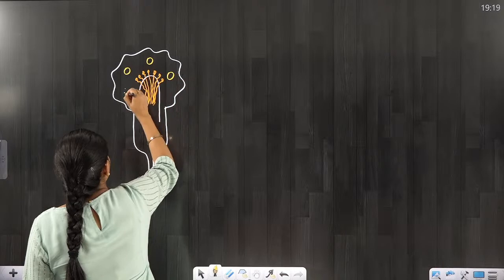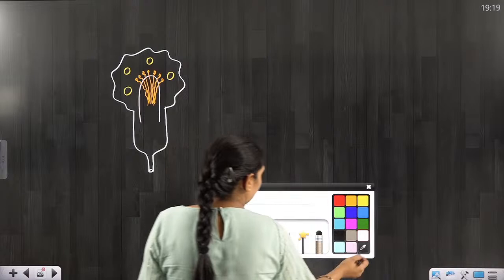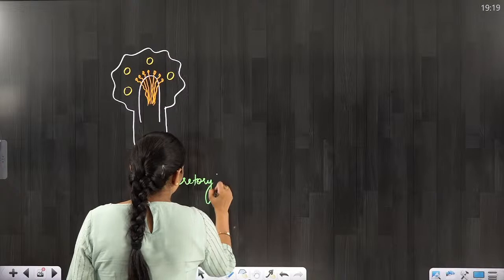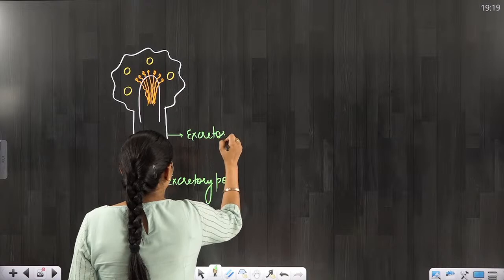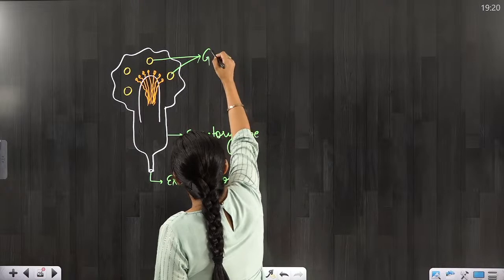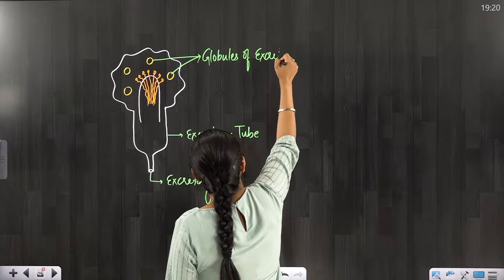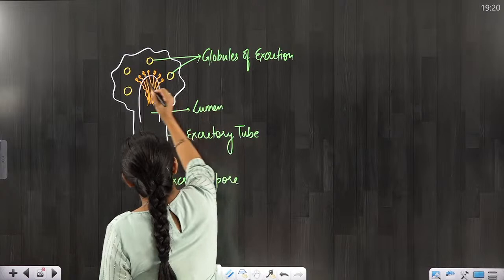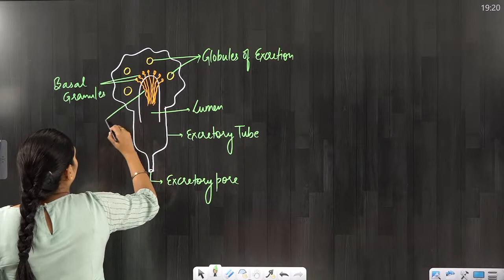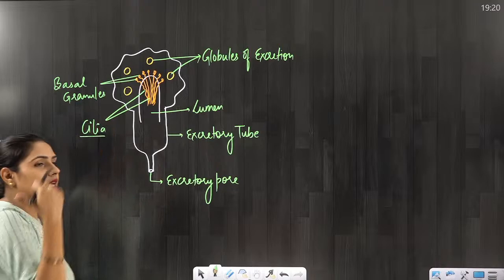So, we can just label it with this color. This is the excretory pore. This is the excretory tube. There are some globules you can see, which are packed with the metabolic waste. They are the globules of excretion. This is the lumen of the cell, and these are the basal granules. Basal granule is that structure which gives rise to cilia. So, these all are cilia. When the cilia are beating, it appears like flickering of flame. That is why the cell has the name flame cell.